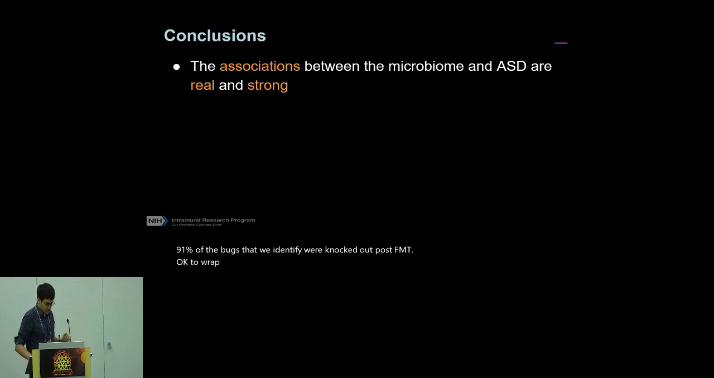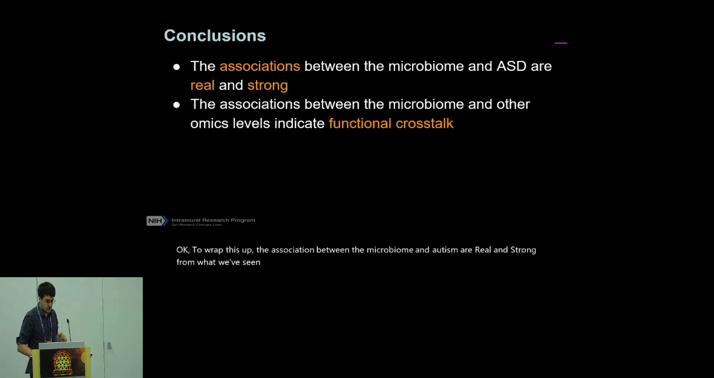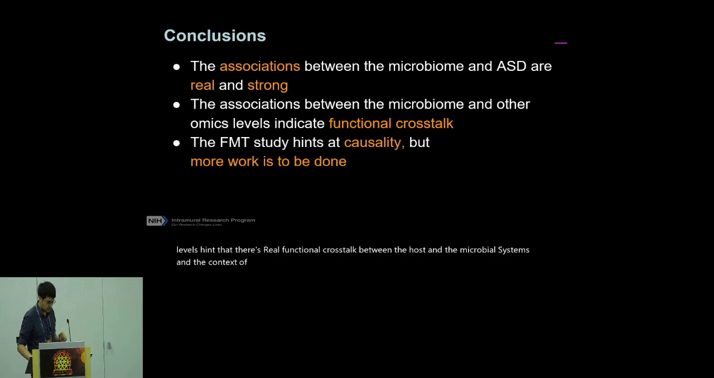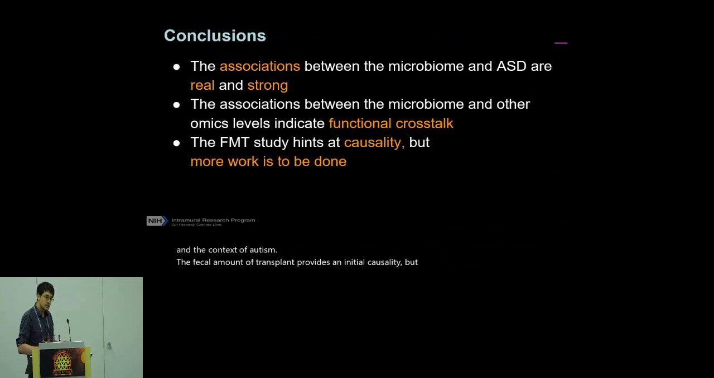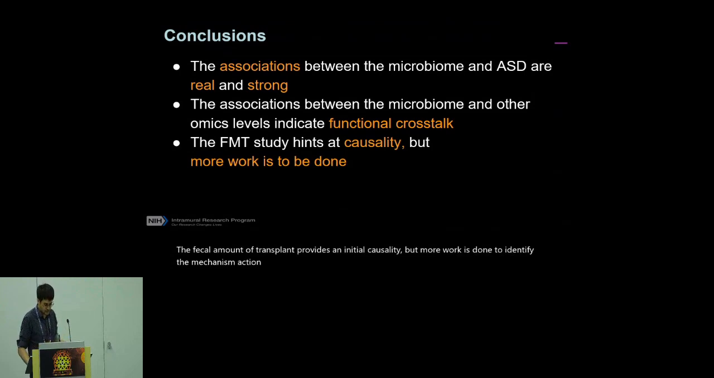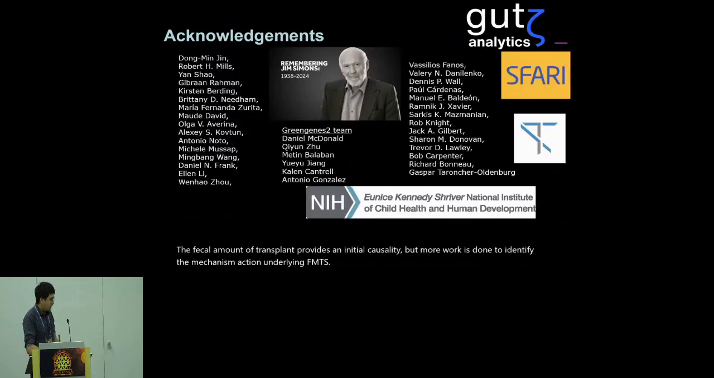To wrap this up, the associations between the microbiome and autism are real and strong from what we've seen, and the associations between the microbiome and other omics levels hint that there's real functional crosstalk between the host and the microbial systems in the context of autism. The fecal matter transplant provides an initial hint at causality, but more work is needed to identify the mechanism of action underlying FMTs.